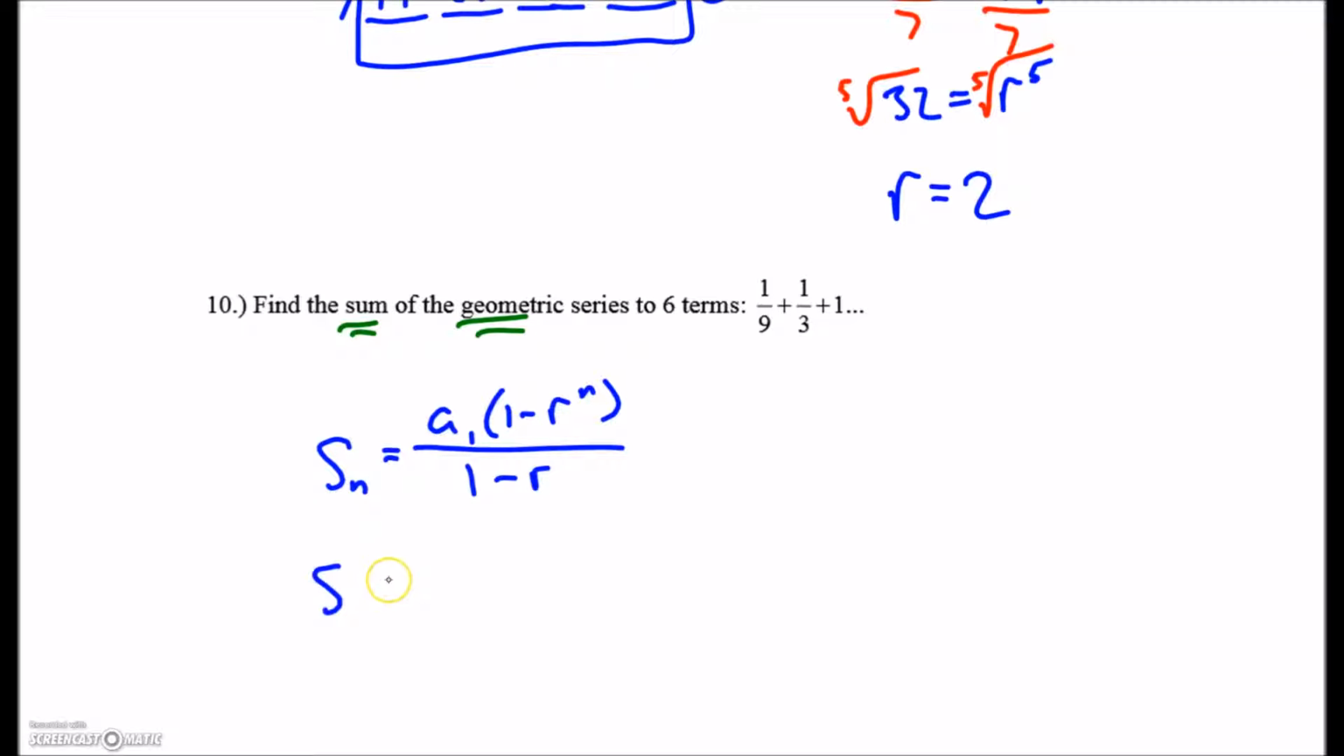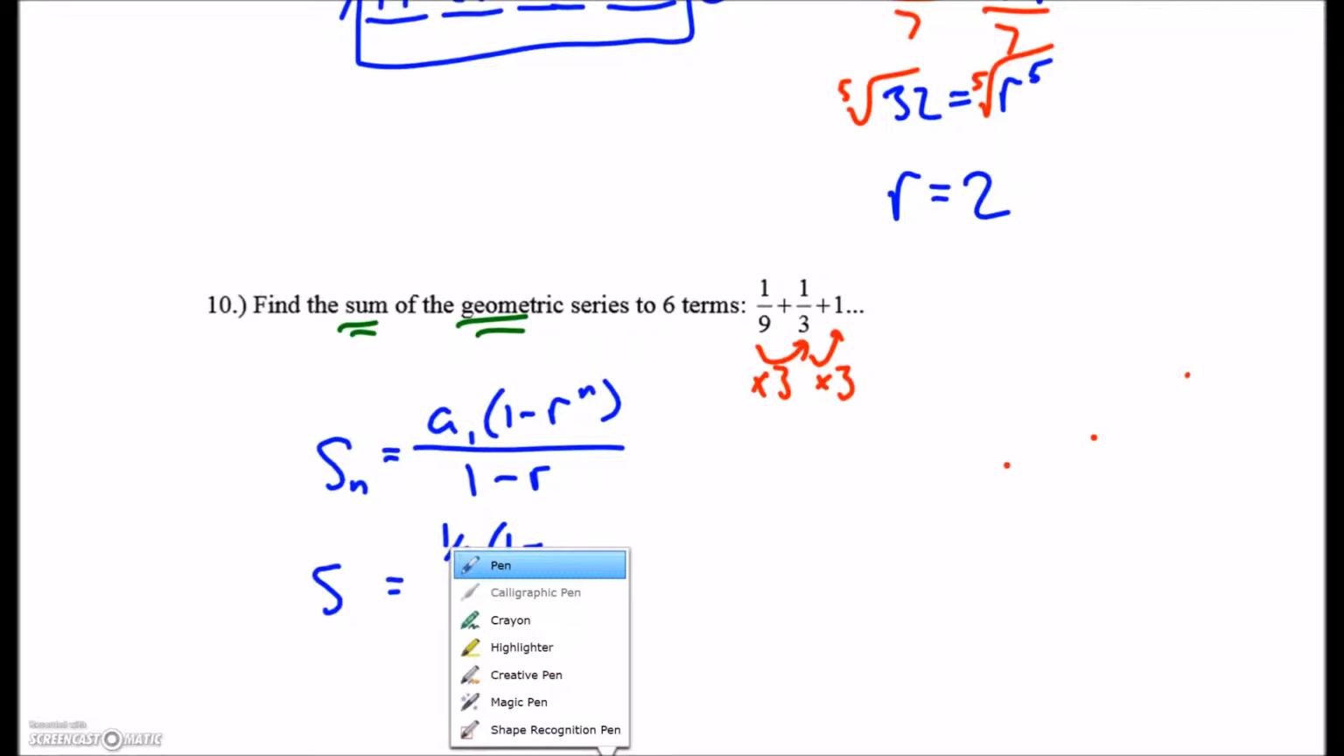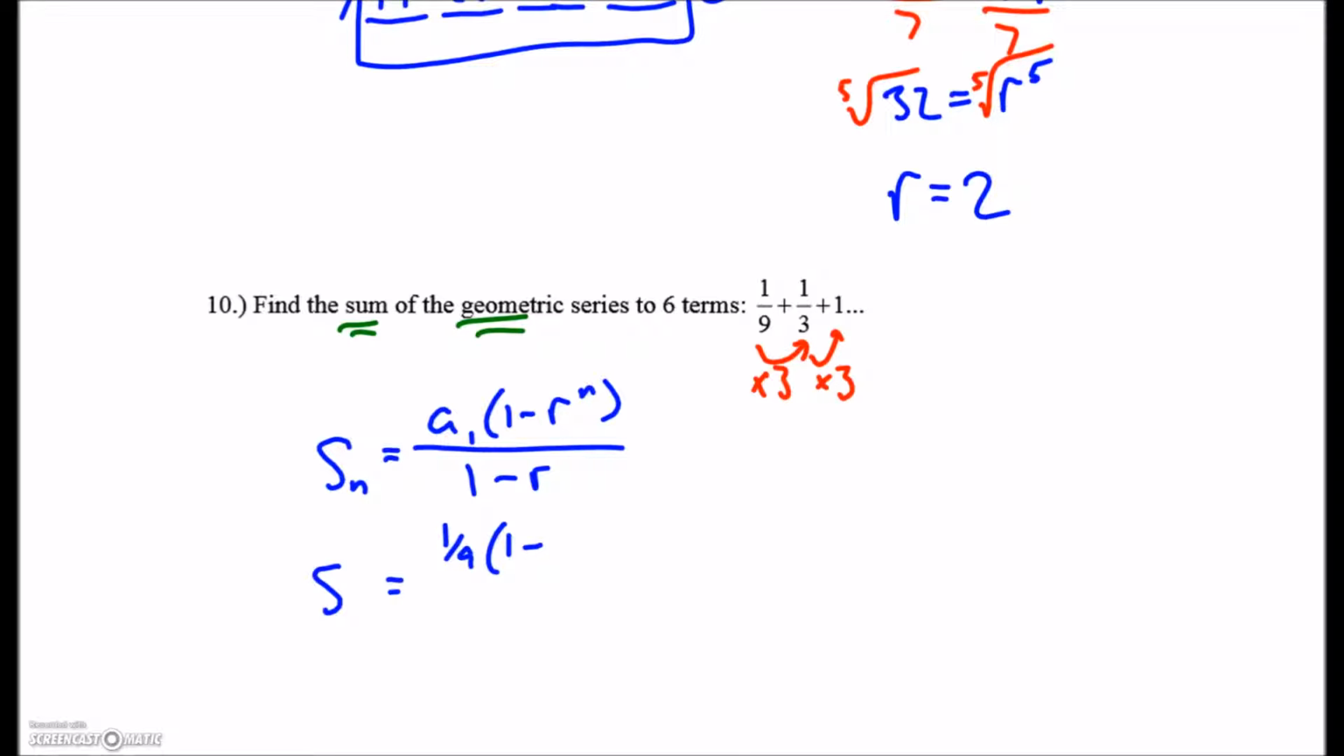Let me bring that down here. So that's 1/9 times 1 minus r. Well, the r value, I just have to look at the pattern here. When I go from term to term, the pattern is that I'm multiplying by 3 each time, so my r value is a 3. So I put a 3 down here. N is how many terms I'm looking for. Well, I'm going to the 6th term, sorry.